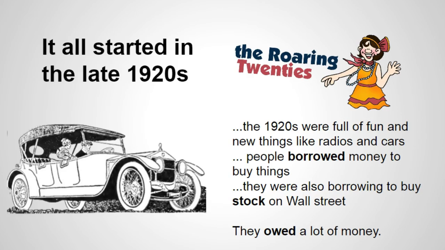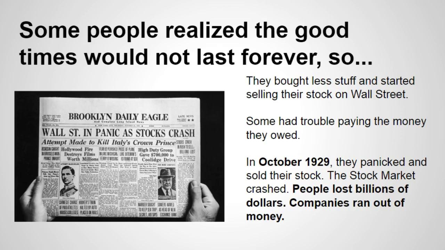People borrowed a lot of money. They also borrowed a lot of money to buy stock on Wall Street. Some people realized the good times would not last forever, so they bought less stuff and started selling their stock on Wall Street. Some had trouble paying back the money they owed. Then, in October 1929, they panicked.